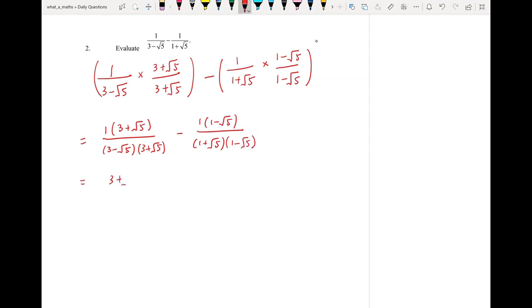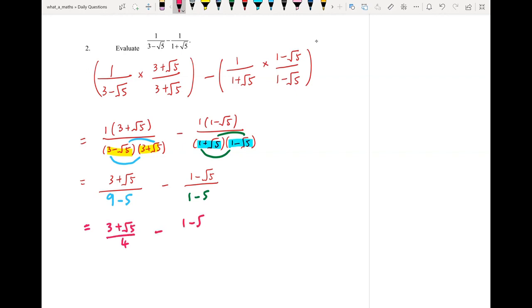This will give me 3 plus surd 5. At the denominator over here, these two are conjugates of each other, so we can use our shortcut, that is front, front, back, back. So this is 9 minus 5. Minus 1 minus surd 5, everything over. Again, these are the conjugates of each other, so I can do front, front, back, back. So I will get 1 minus 5. Now solving it, I'll get 3 plus surd 5 over 4 minus 1 minus surd 5 over negative 4.